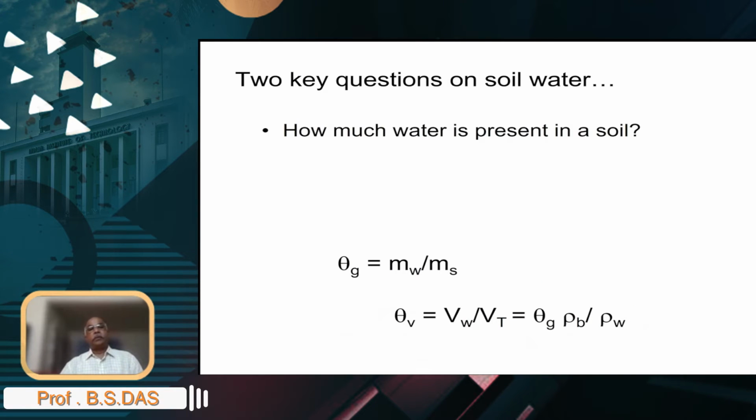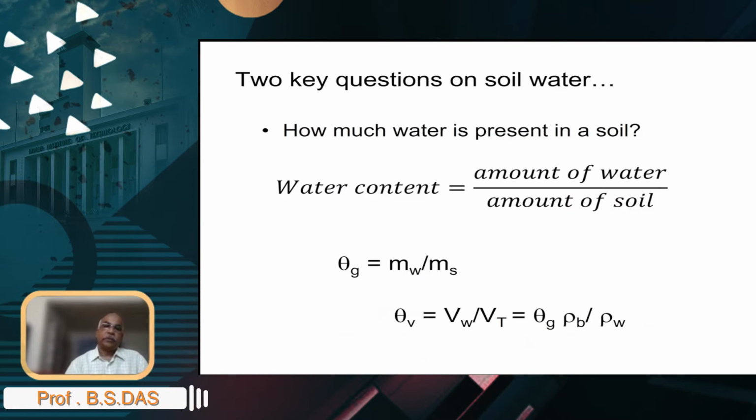So we mentioned that there are two key questions that we want to address when it comes to soil wetness. The first one, of course, is this: how much water is present in soil? And we also mentioned that the simple definition is how much water a soil has, per unit either mass of the soil or the volume of the soil.